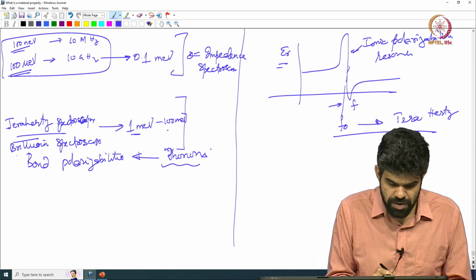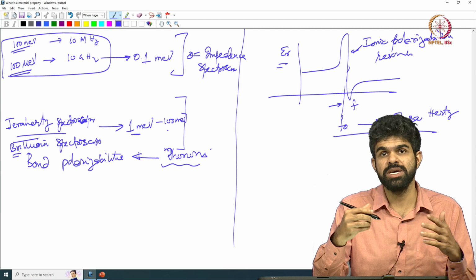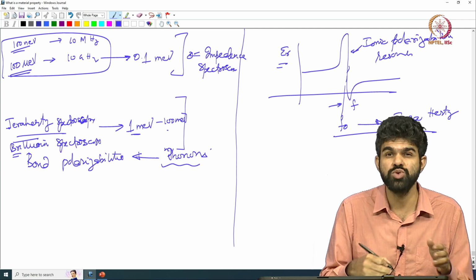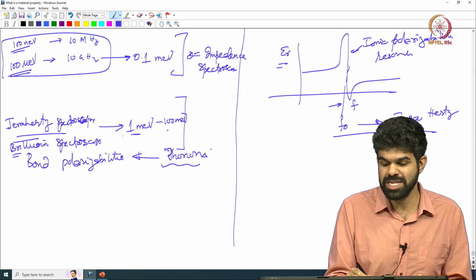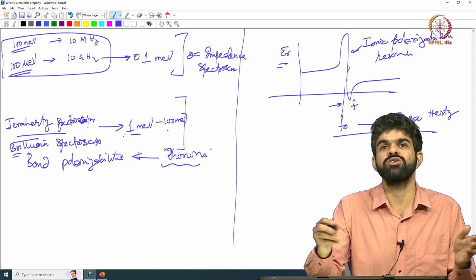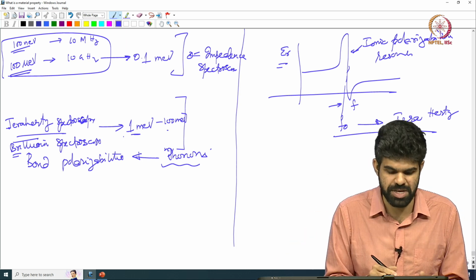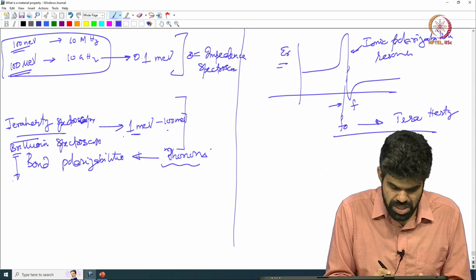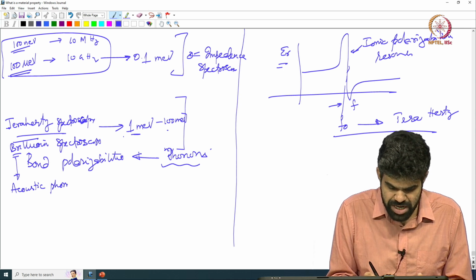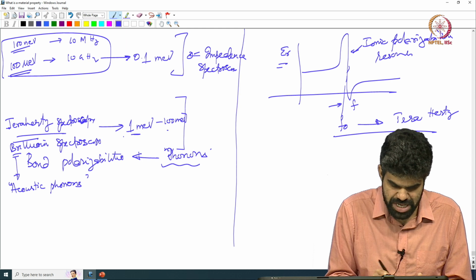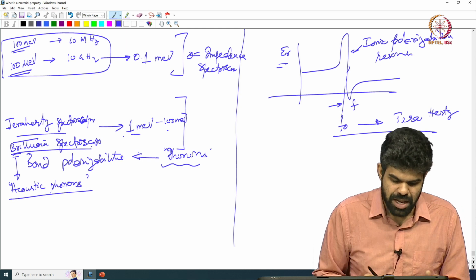Now, Brillouin spectroscopy is also used to measure phonons whose energies are from 1 milli electron volt to about 50 milli electron volts or something like that. So, these are used to discuss what are called acoustic phonons, the low energy phonons. So, this is a sound based technique.